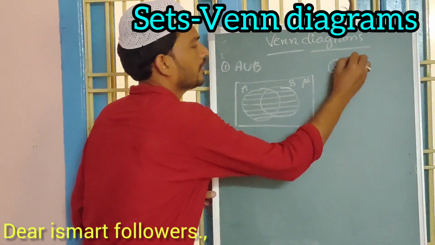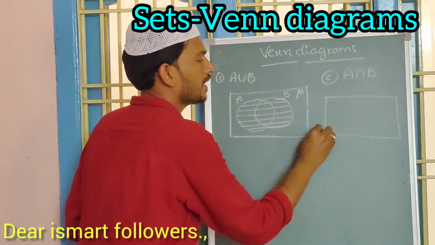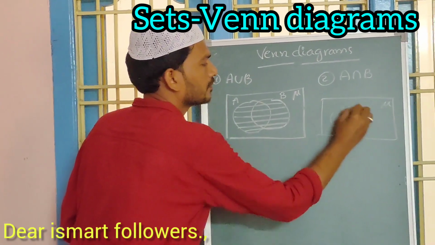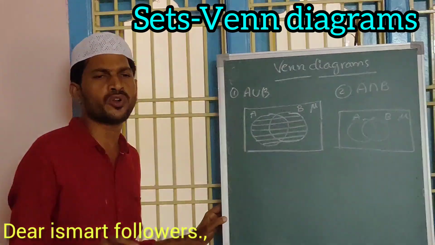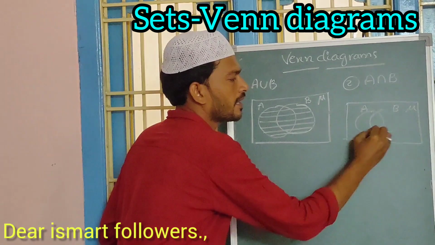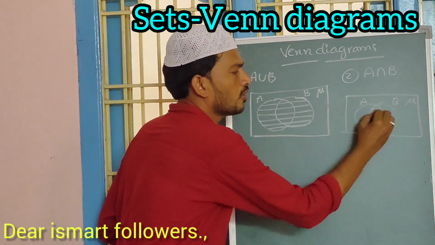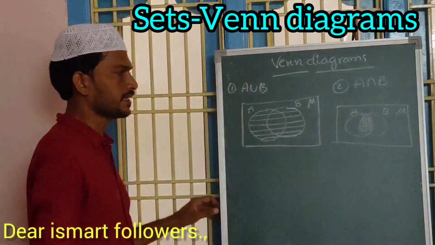Next, the second one, A intersection B. Intersection means we take only the common elements, only the common place. This is the common place, between A set and B set. So this one is A intersection B.